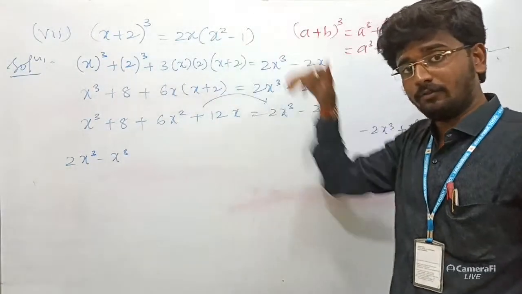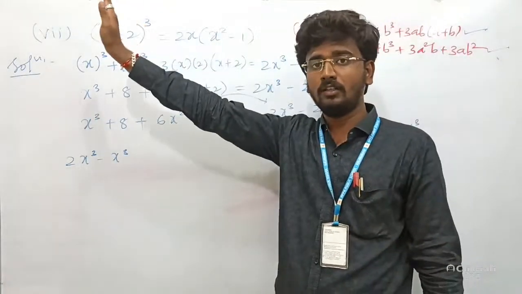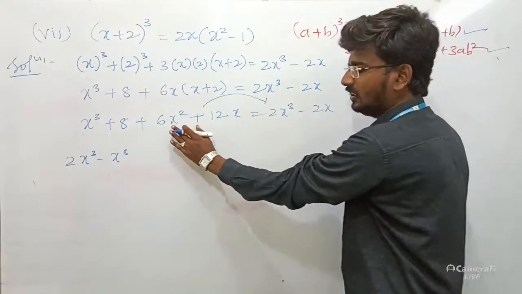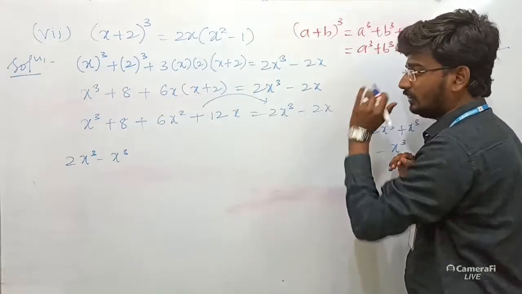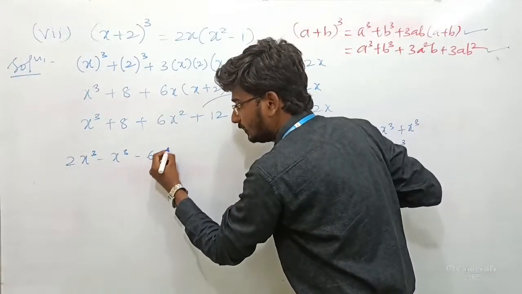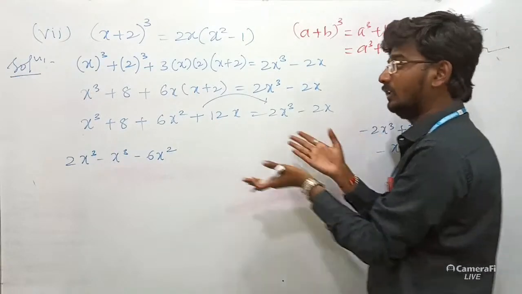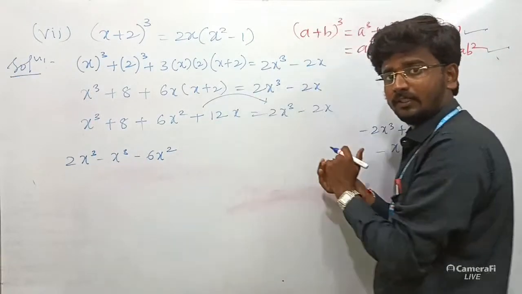Let us arrange in standard form only, from the highest power to the constant. Check, is there any x square term? Yes, we have 6x square. If it comes to RHS, it will become minus 6x square. Are there any square terms here? No. After the x square, which is the next variable? X.